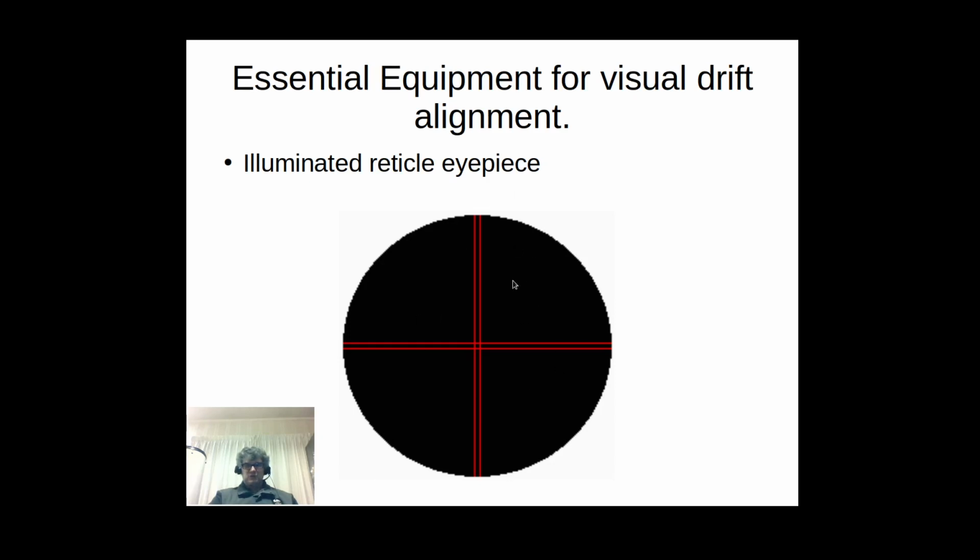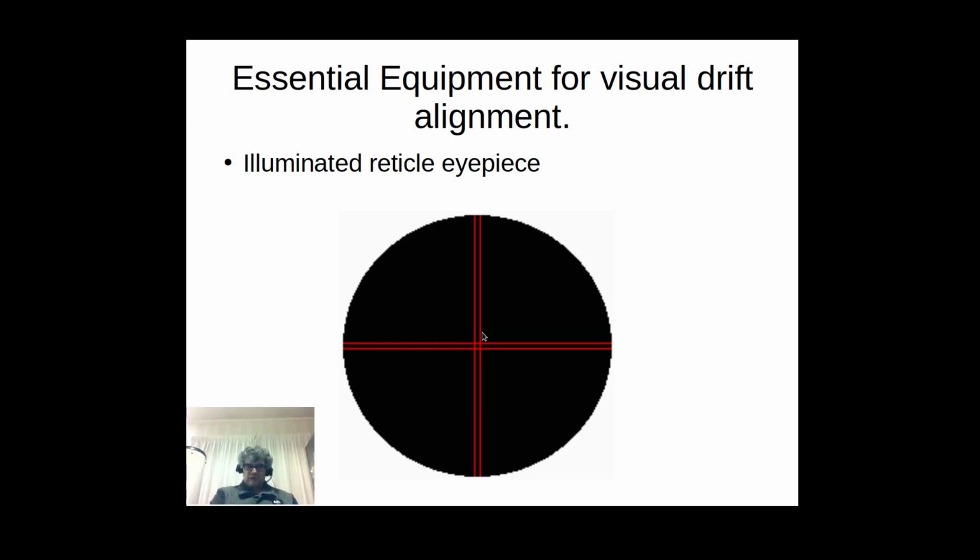So this is the sort of reticle eyepiece you need, with an illuminated reticle. You'd position your target star in the middle there, and you line these lines up so that this was your north-south drift line, and that's the east-west line. The way you figure out the east-west line is you turn your drive off, and of course the star is going to drift east and west, so that's how you do it.